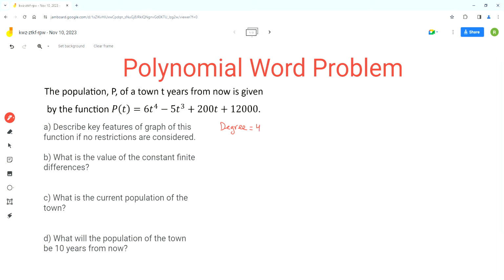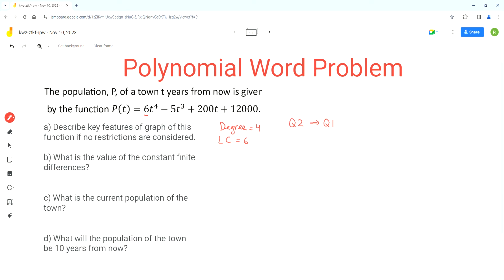And the leading coefficient is the coefficient of the term with the highest power on the variable, and the coefficient of that term is 6. So the leading coefficient is 6. Now in this case, it's an even degree polynomial function with a positive leading coefficient, that means the end behavior of this polynomial function is from quadrant 2 to quadrant 1. So this is the end behavior described in terms of quadrants.